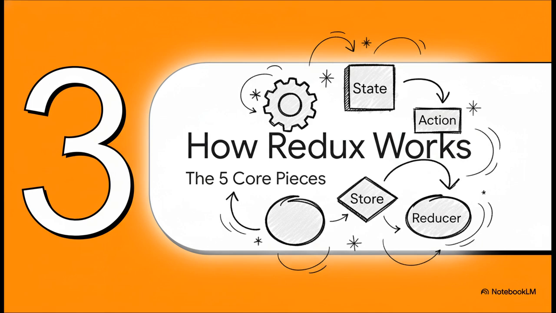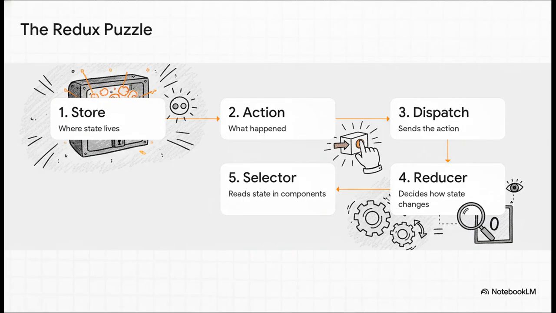All right, so we get the why. It brings order to chaos. But how does it actually pull this off? Let's break it down into its 5 core pieces. I promise, once you get these 5 things, the magic of Redux will make perfect sense. Here they are, the 5 main pieces of the whole Redux puzzle. You've got the store, an action, a dispatch function, a reducer, and a selector. Don't worry, it's not as scary as it sounds.